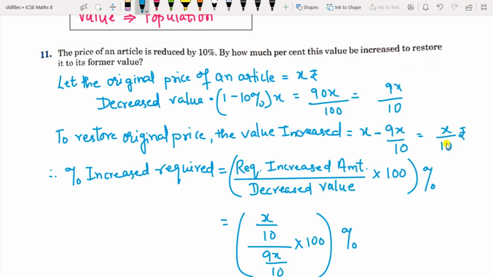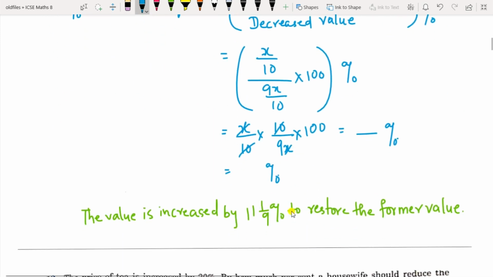For this you have to find the percentage now. Therefore percentage increase required equals required increase amount, that is x by 10, over the decreased value, that is 9x by 10, multiplied by 100. Now you take the inverse of the denominator. It becomes 10 upon 9x multiplied by x by 10 multiplied by 100. If you solve this, 10 will get cancelled and the like terms x and x will get cancelled. You get 100 by 9, which in mixed fraction is 11 1 by 9 percent. So the value is increased by 11 1 by 9 percent to restore the former value.